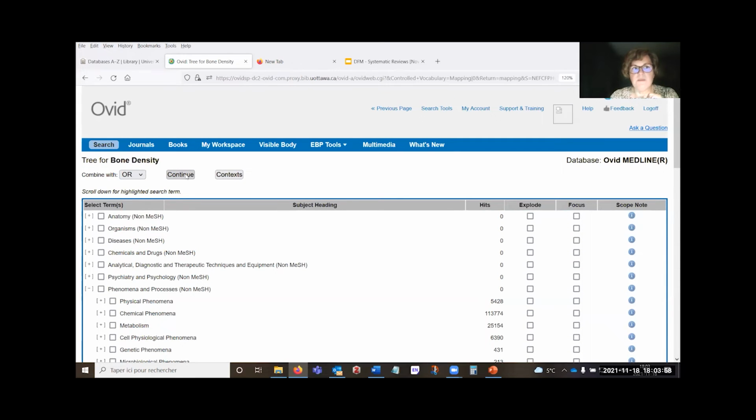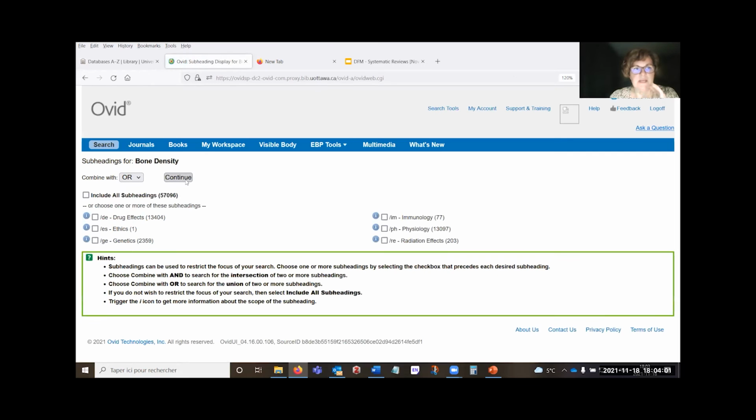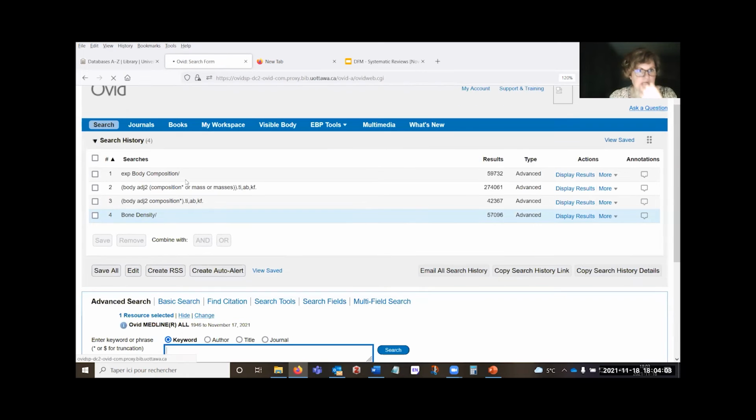I go back to the top, I click continue. Again, I'm ignoring the second screen. I click continue. And then I would probably do the same kind of thing. I would write bone, and again an adjacency operator. I decide if 2 or 3 is good, and I could say mass or density, maybe like that. And I don't know. Oh, composition. I don't know if bone composition even exists as an expression. I'm sorry, I'm just making things up right now. So I would do it this way, or you can do one at a time.